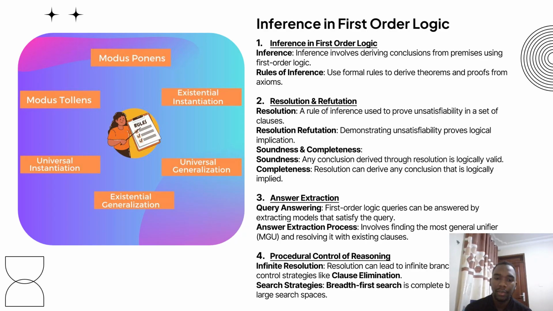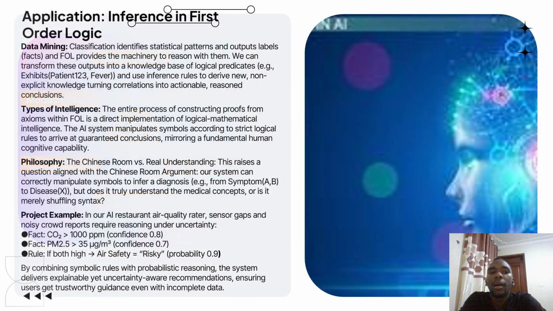Procedure controlling of reasoning. Infinite resolution. Resolution can get stuck in infinite branching, requiring control strategies like clause elimination. Application of inference in first-order logic. Classification identifies statistical patterns and outputs labels, and first-order logic provides machine-driven reasoning. We can transform these outputs into a knowledge base of logical predicates and use inference rules to derive new, non-explicit knowledge, turning correlation into actionable and reasonable conclusions.